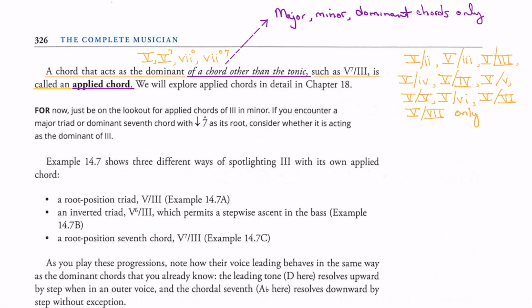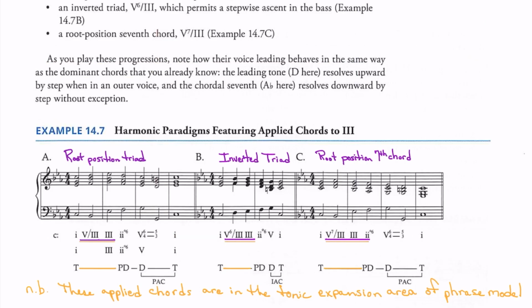So example 14.7 shows 3 different ways of spotlighting the 3 chord with its own applied chord. Okay, so this will be handy. Letter A is in C minor, and the 3 chord is E flat major. And remember, those are relatives to each other. So look here. 5 to 1. Temporarily, it's like a 5 of E flat to 1 of E flat. But E flat is not the tonic. C is. So it's 1, 5-7 of 3 to 3, and then 5-6-4 to 5-3 to 1. Okay, let's do another one.